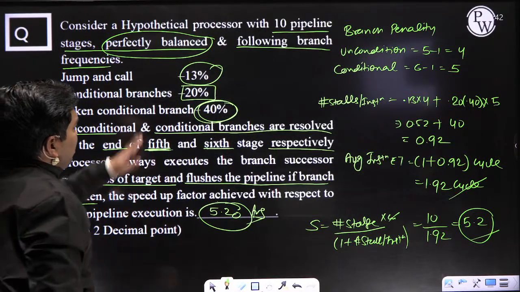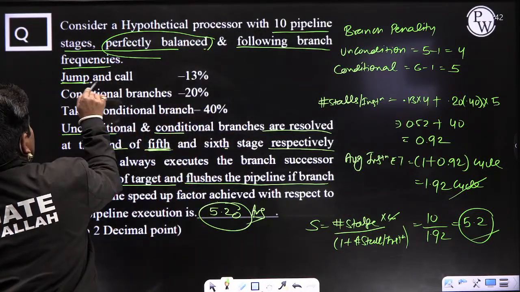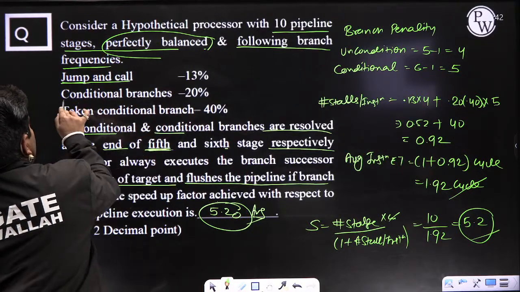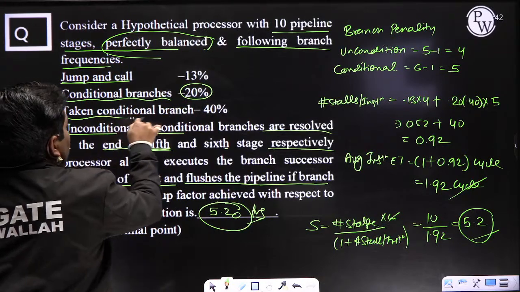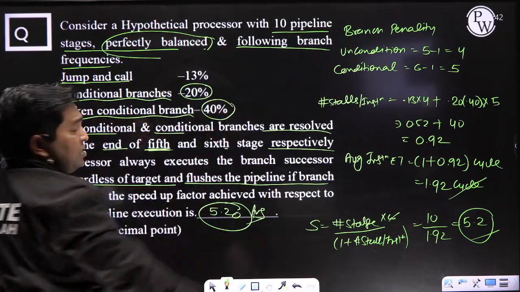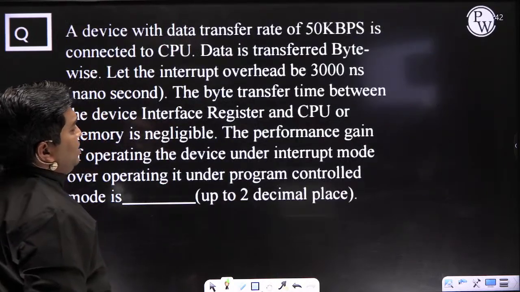Because it is mentioned that these are the unconditional jumps. I told you, jump and call are unconditional. These are the conditional ones. Out of these, only 40% of the time the conditional is taken.